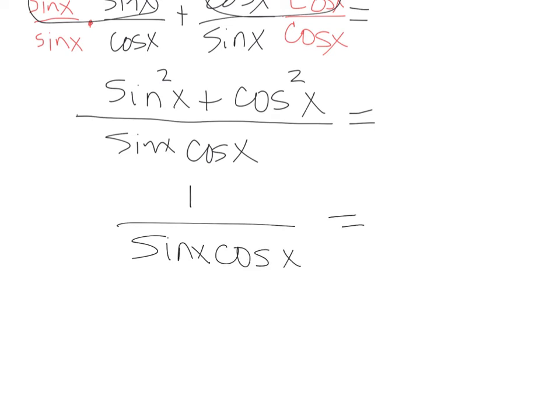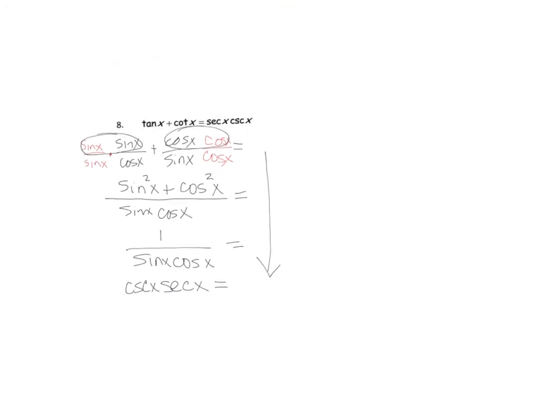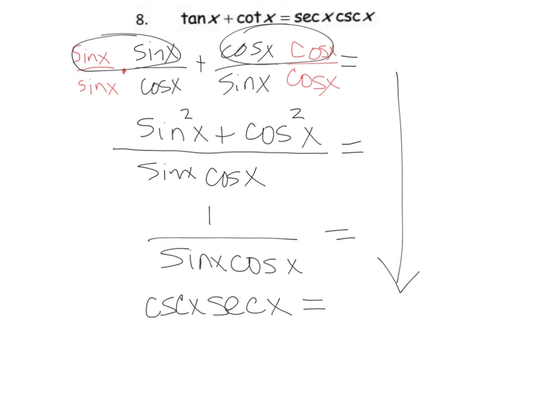Now I have 1 over sine times cosine. We can break that up into two fractions, 1 over sine times 1 over cosine. Sine in the denominator is cosecant in the numerator. Cosine in the denominator is secant in the numerator, and that's exactly what we want. I think the order might have been backwards, but that's fine. It's exactly the same. A times b is the same as b times a.